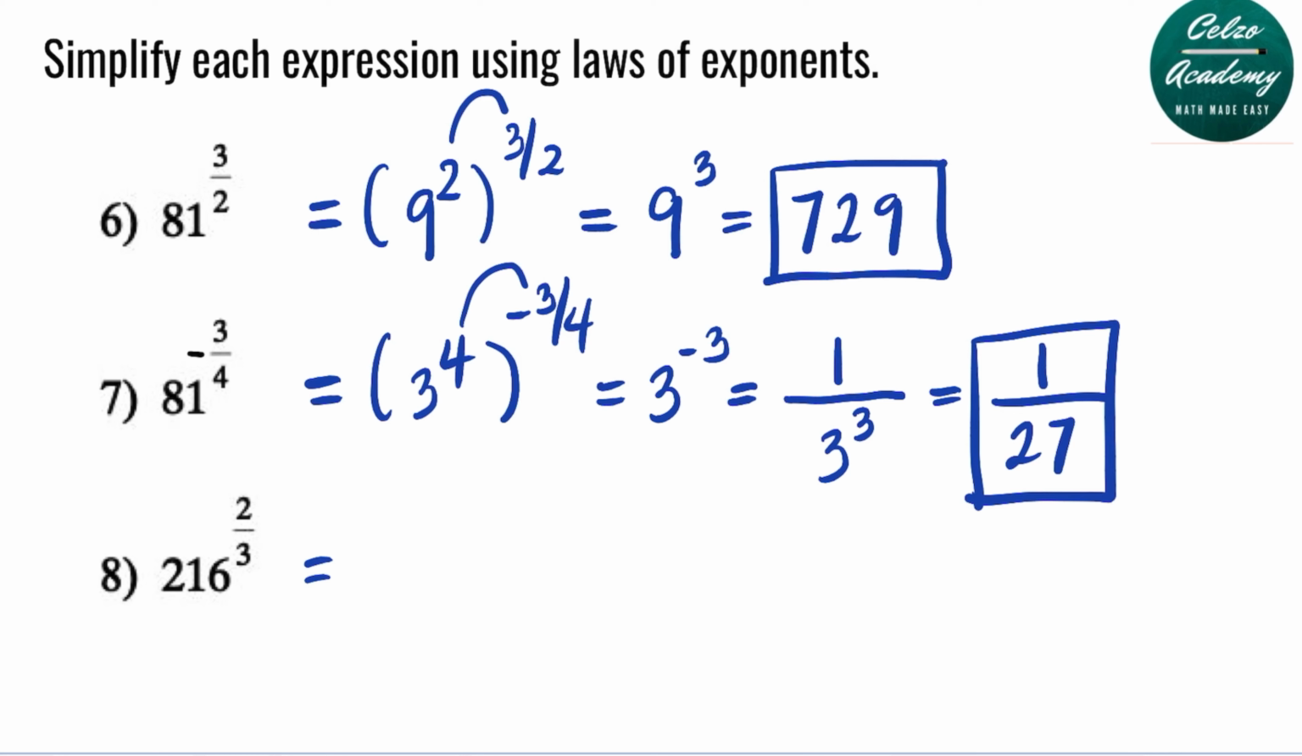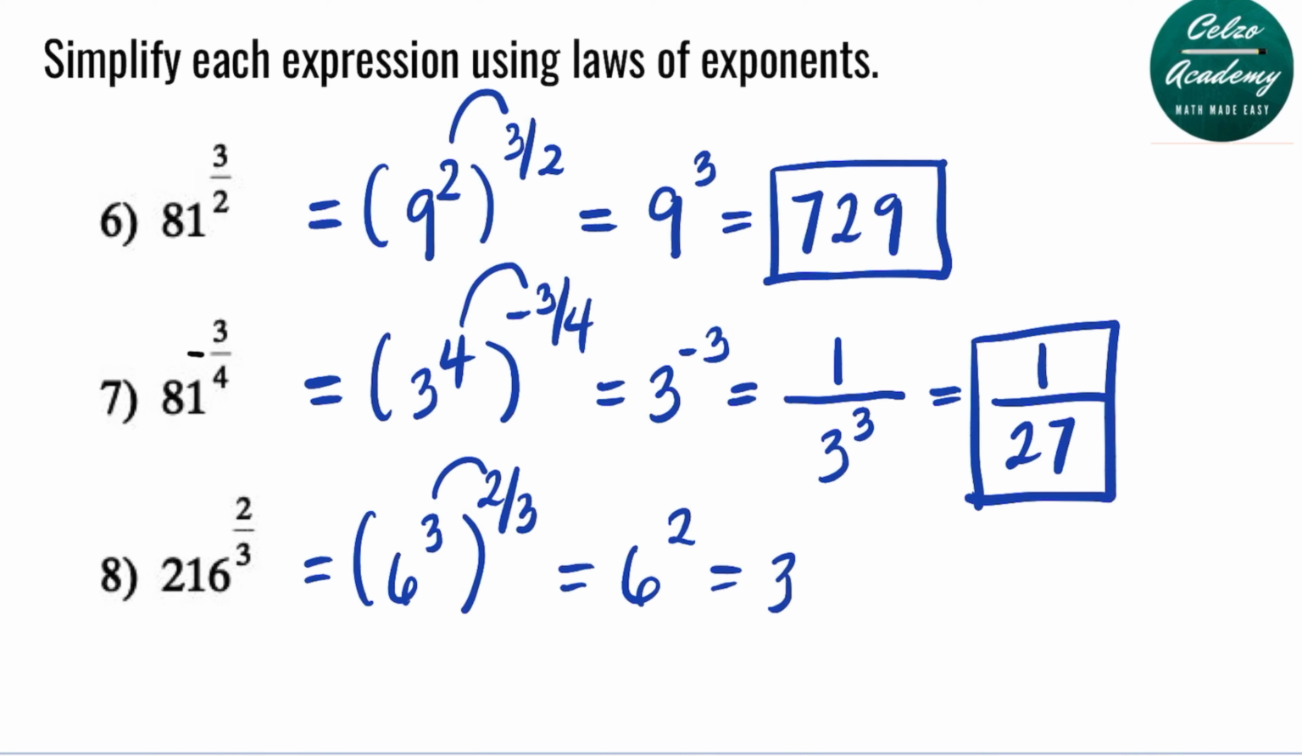Question 8. 216 to the power of 2/3. Step 1 is to rewrite 216 using the exponent 3 or a multiple of 3. 216 is the same thing as 6 to the power of 3. Using the power rule, we will keep base 6 and multiply the powers 3 times 2/3. 3 times 2 is 6. 6 divided by 3 is 2. And of course, 6 squared is 6 times 6, or that is 36.